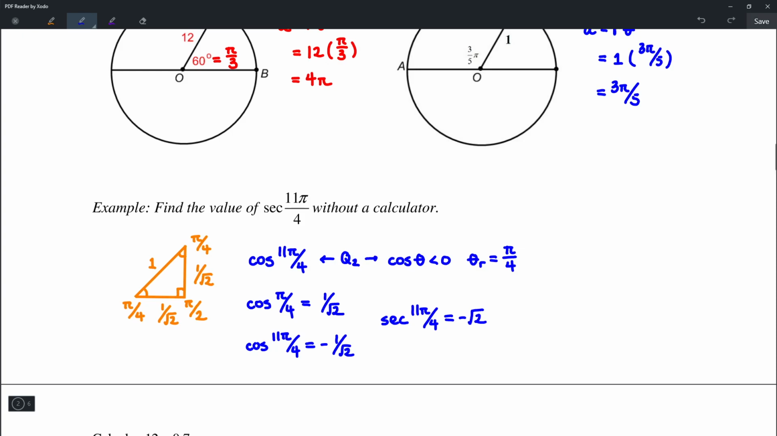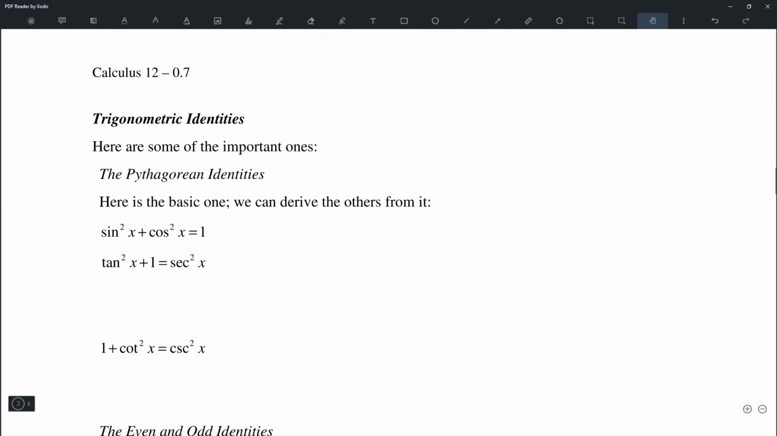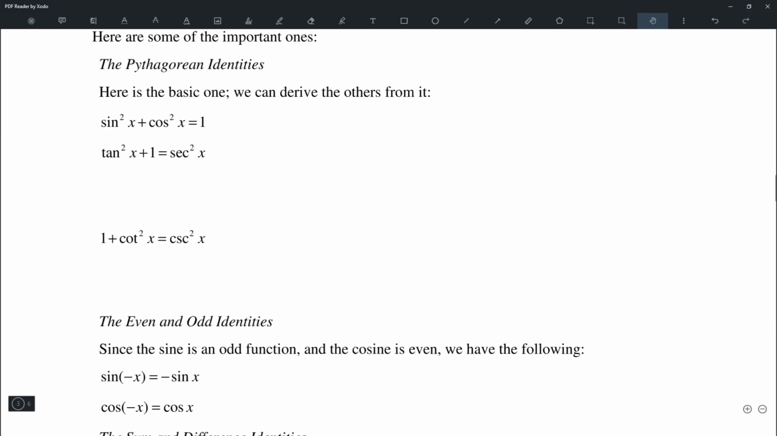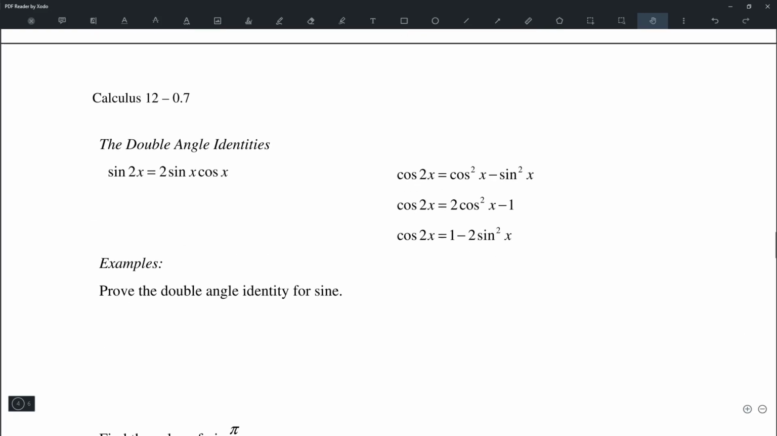Okay, so next we're going to look at trigonometric identities. We already looked at the Pythagorean identities, so we'll skip over that. And these are the important ones: the even and odd identities, the sum and difference identities, and finally, we also have the double angle identities.